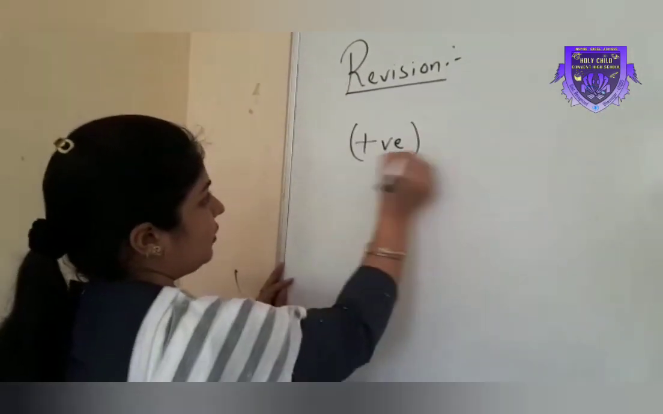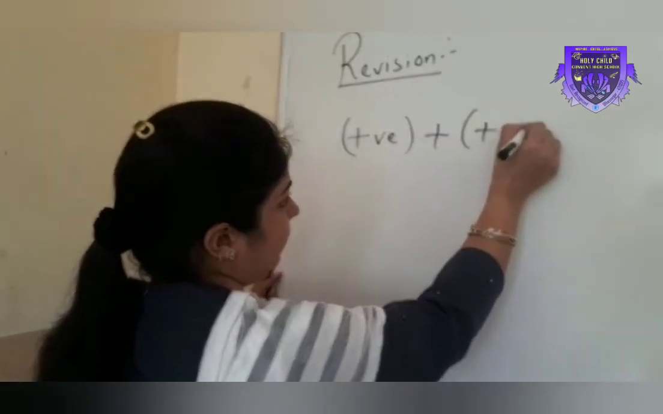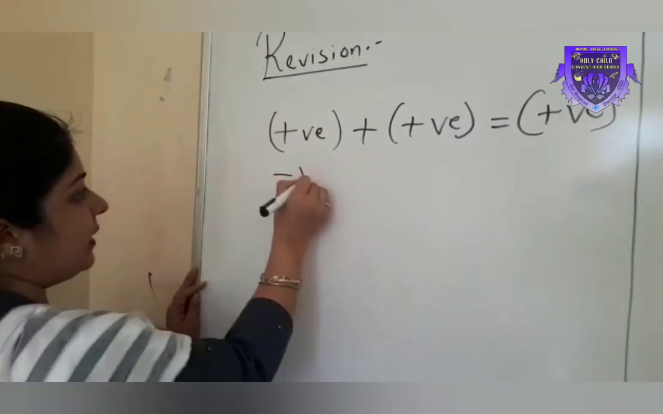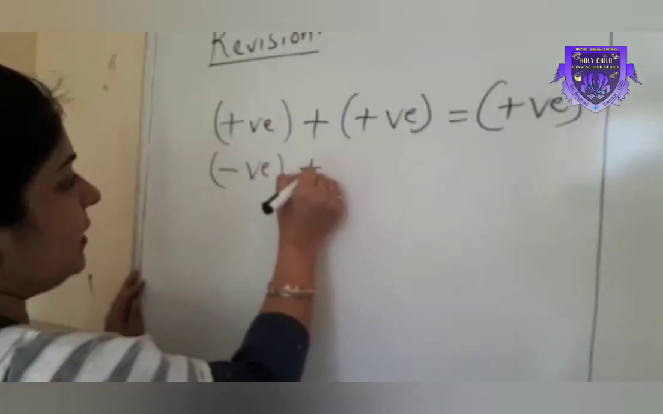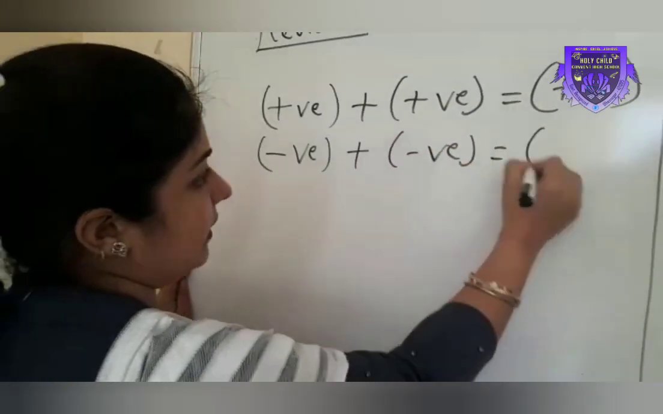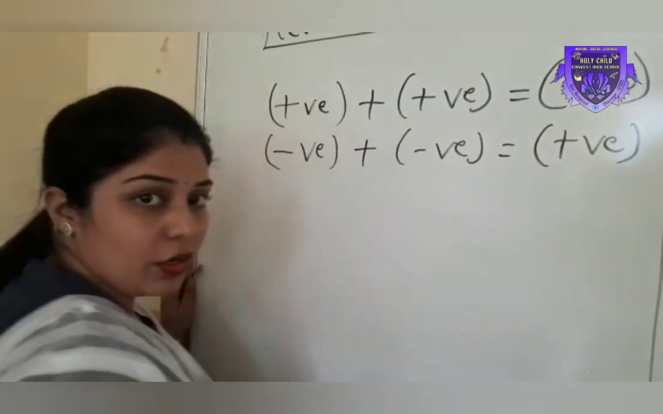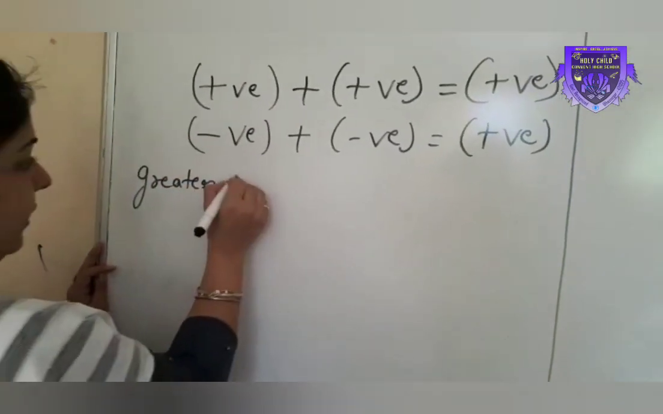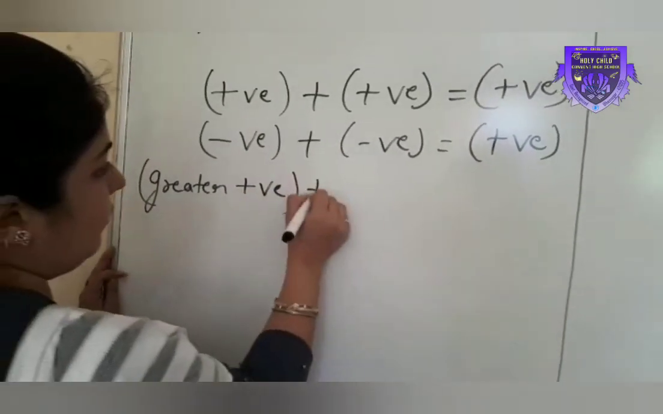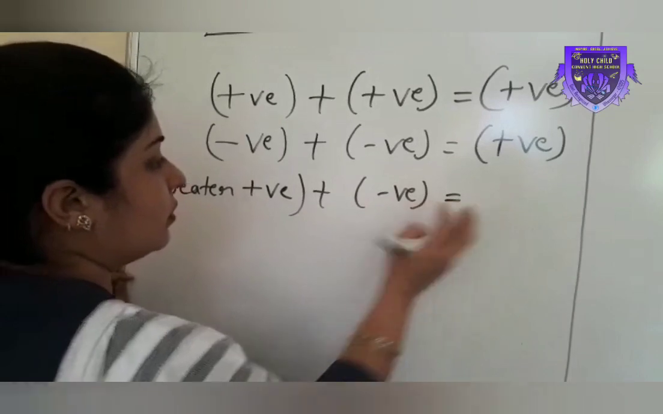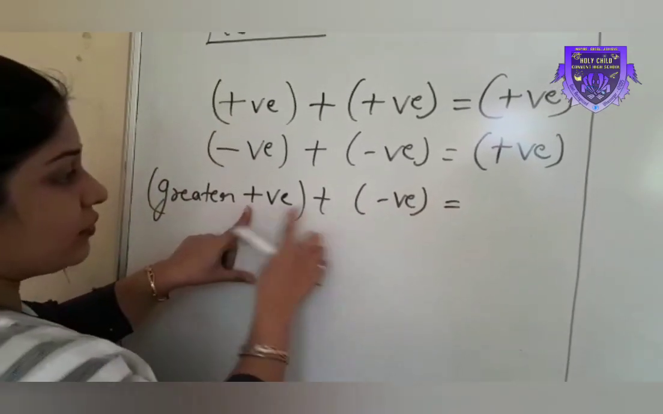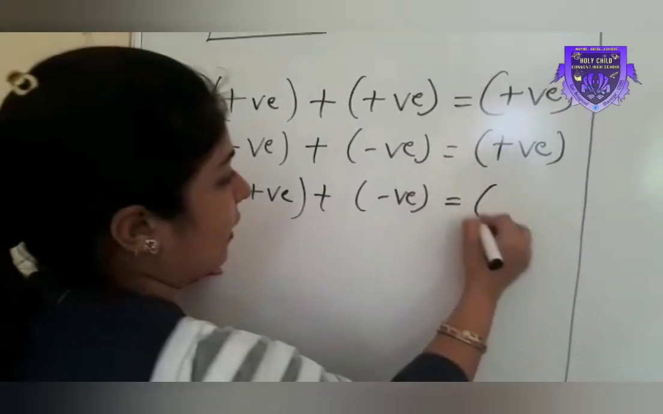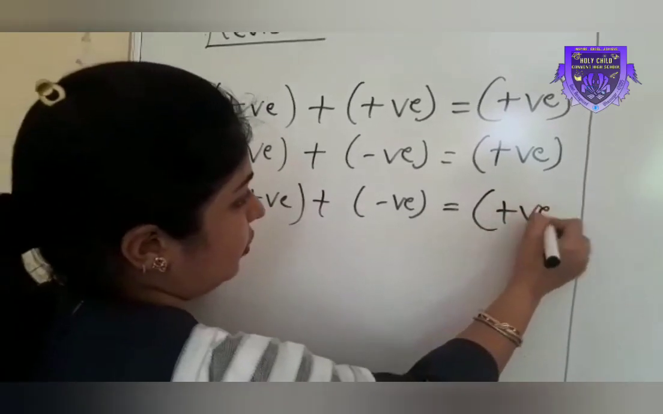When one positive integer is added to another positive integer, we get the answer in positive. When one negative integer is added to another negative integer, we get the answer in negative. But when we are adding a greater positive integer with a negative integer, here we are adding integers with two different signs, positive and negative, but the positive number is greater, so we will get the answer in positive.